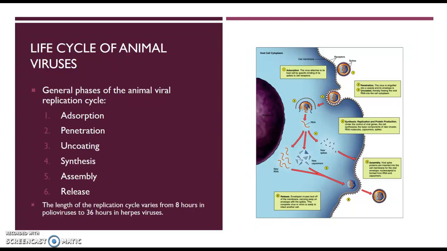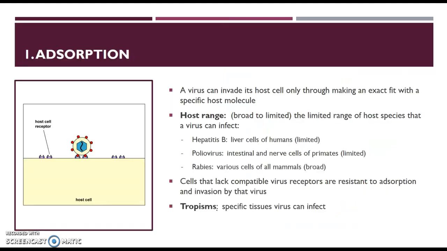Step 5 involves the assembly of all of those parts into a complete and active virus. And then finally, the virus is released from the cell as a complete virion and is ready to infect another cell. This process can take anywhere from 8 to 36 hours depending on the type of virus. So it can happen rather quickly.